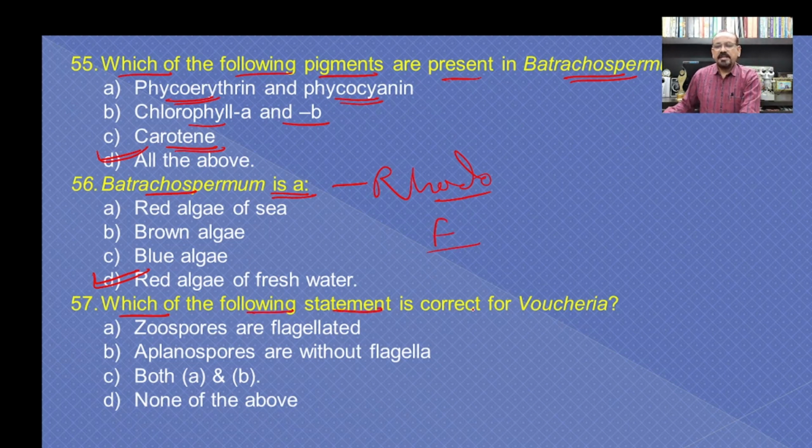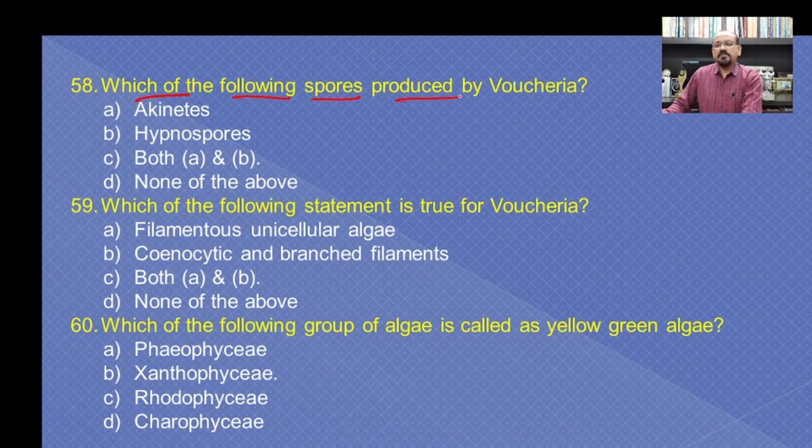Then which of the following statements is correct for the Vaucheria? Number 1, zoospores are flagellated. This one is correct, as the zoospores when released are multiflagellated. While the aplanospores are without any flagella, and this is also a correct statement with respect to the Vaucheria, and hence both A and B become the answer for this question. Then which of the following spores are produced by Vaucheria? In Vaucheria there is a formation of akinetes and even hypnospores in addition to the zoospores and the aplanospores, and hence C will be the correct answer for this question.